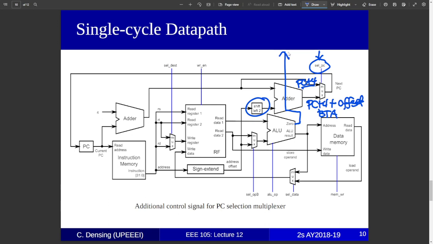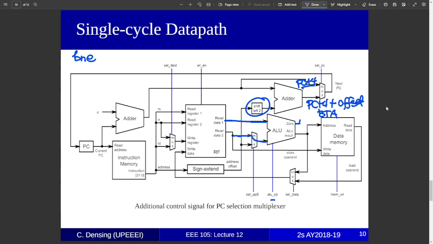So say for example we had a BNE instruction. If RS and RT are not equal, then we should branch. So here we have RS going into RT, and we put that into the ALU. ALU op would be a minus, and then the ALU result, we don't need the ALU result in this case. We just want the 0.